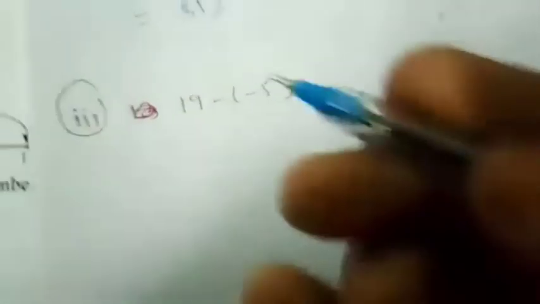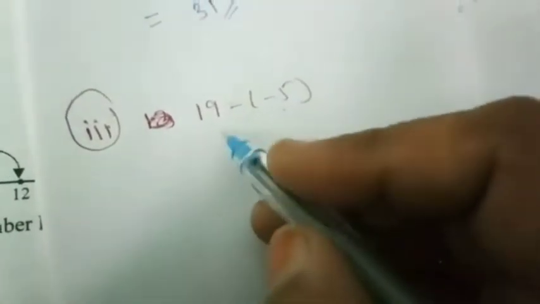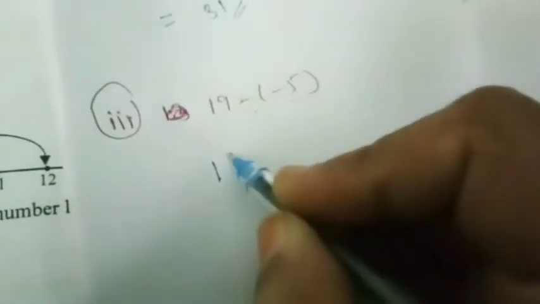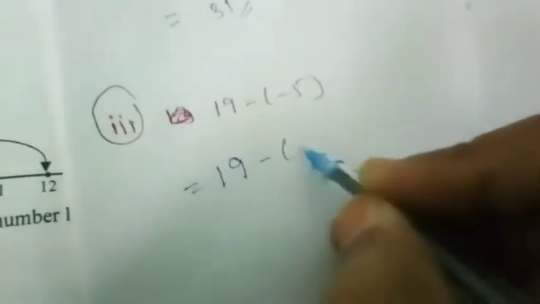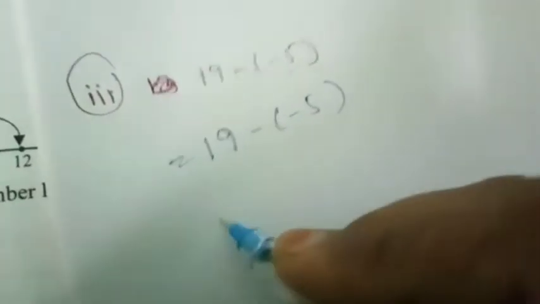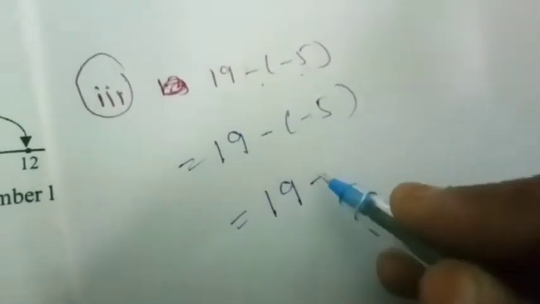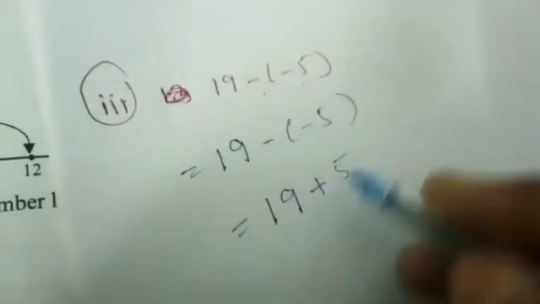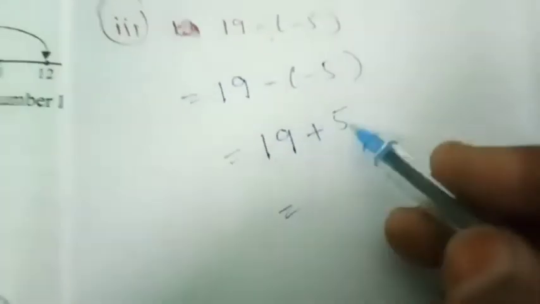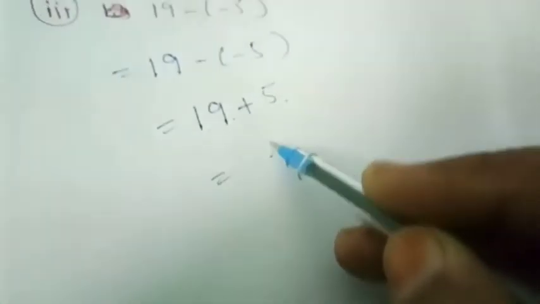So our next, third question is same like that, 19 minus minus 5. Write it down: 19 minus minus 5. Now minus into minus will be plus, 5 as it is, here is 19 plus 5. So 9 plus 5 will be 14, 4, 1 carry, 1 plus 1 will be 2. So 24 is your answer.